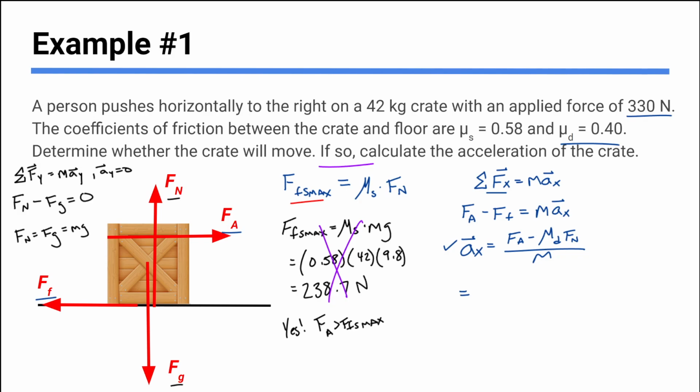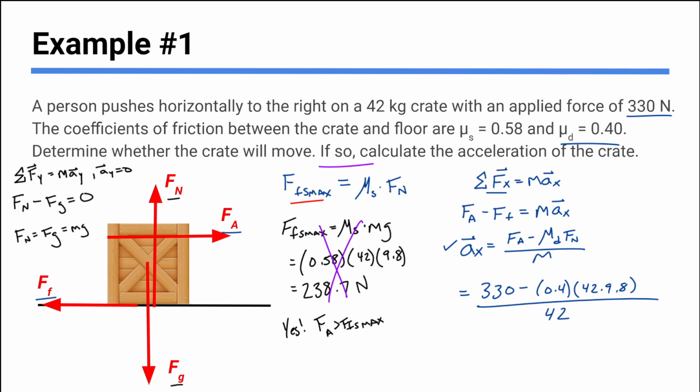So let's do it. The applied force is 330 newtons. My dynamic coefficient of friction, be careful, since it's moving, is 0.4. I'll multiply that by the normal force, which we found over here, which was m times g. So 42 times 9.8. Divide that all by the mass of the object, 42 kilograms. I think we're good to go.